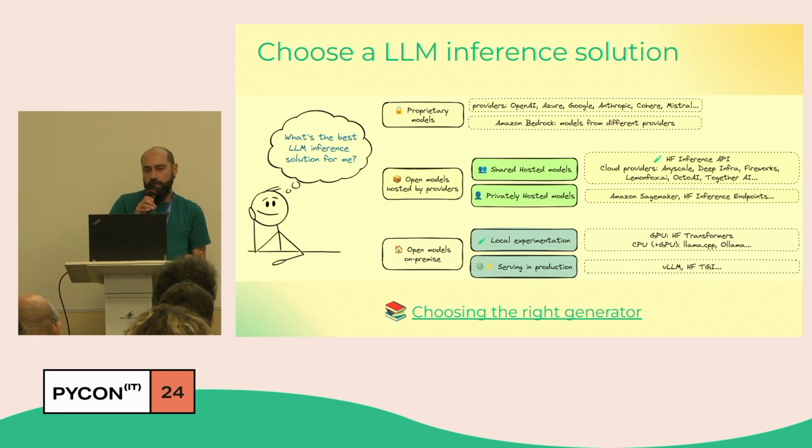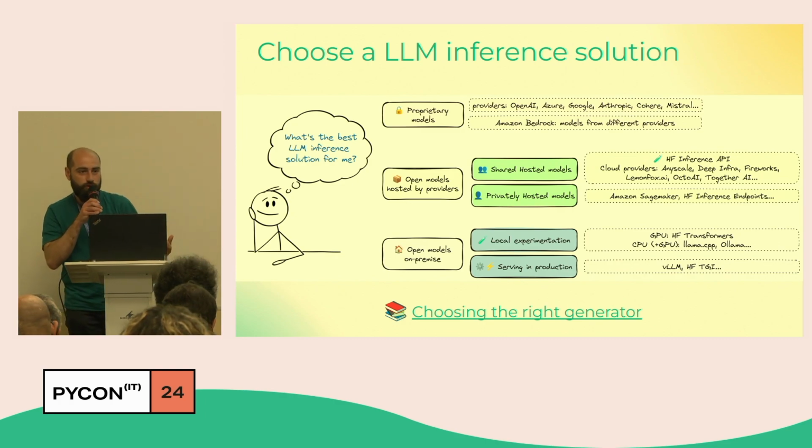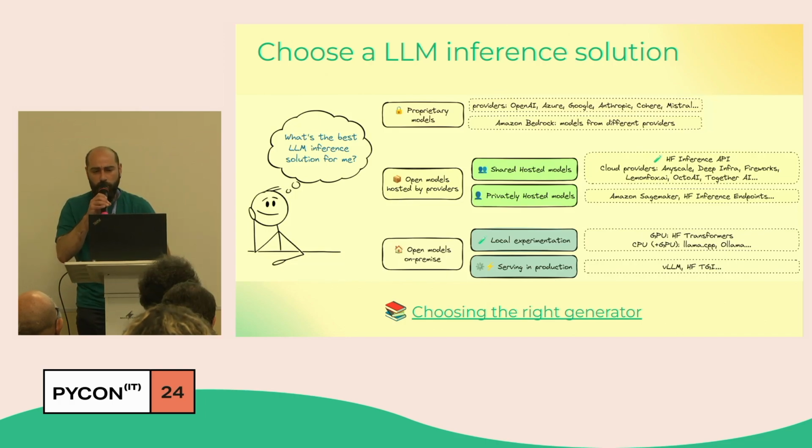Another important topic is the inference solutions. So where does my model run? And we have seen proprietary models like OpenAI. You call an external API, you pay per token. There is the option to have open models on-premise, but we can also use open models hosted by providers. And in this case, if you use a shared hosted model, you pay per token. If you use a privately hosted model, you usually pay per hour.